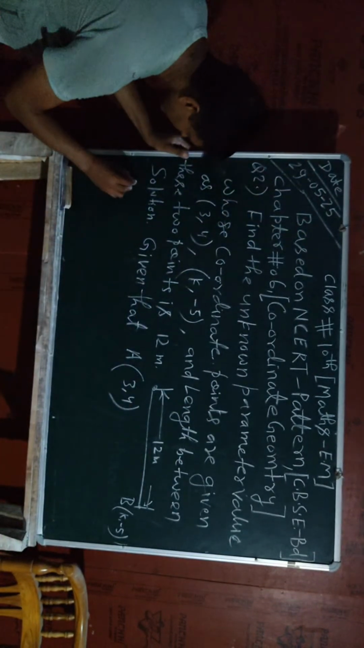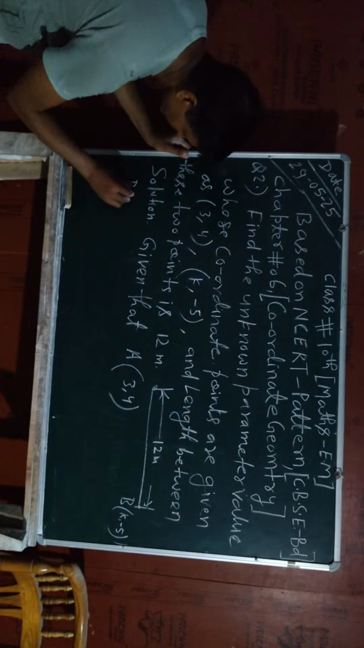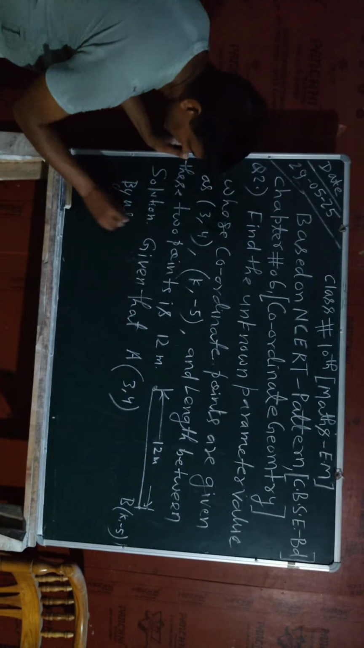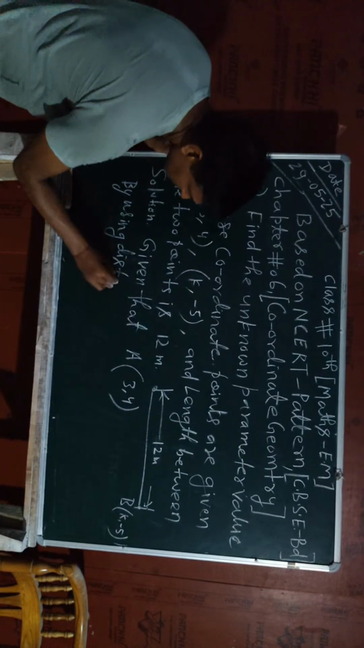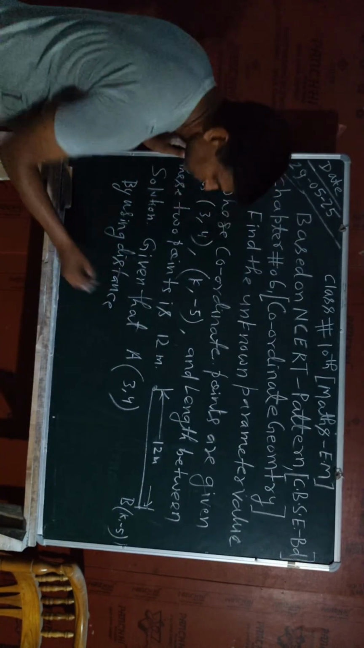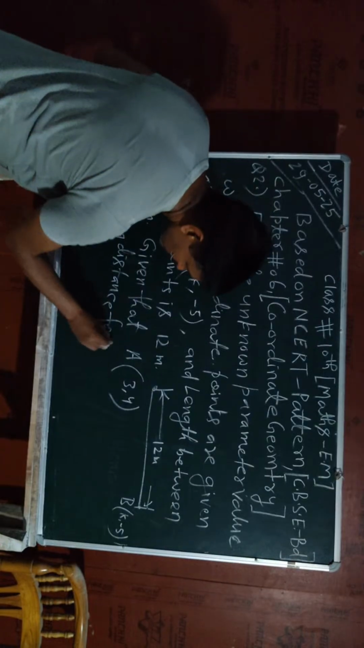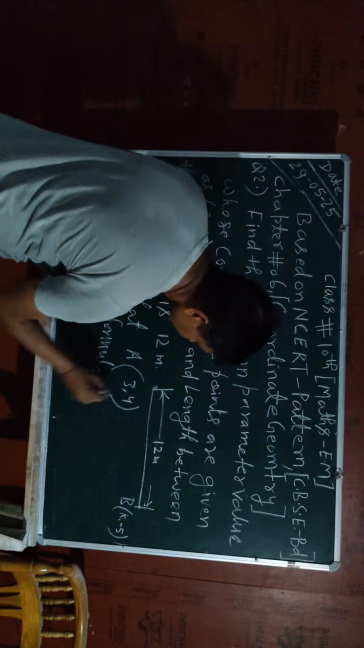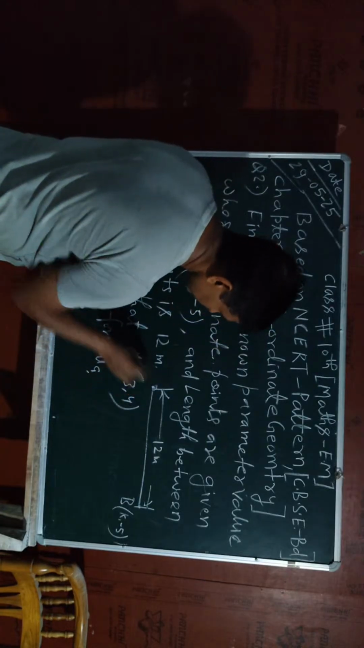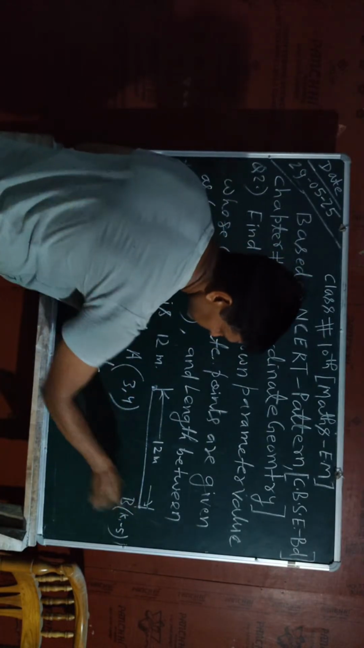Now here I will write all the information by using the distance formula. This point name is A and this point name is B.